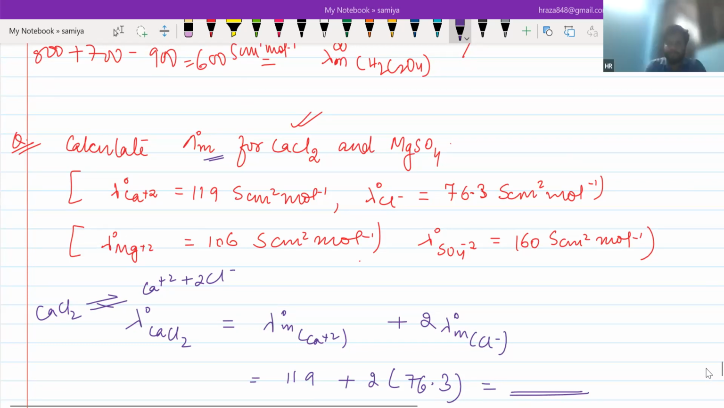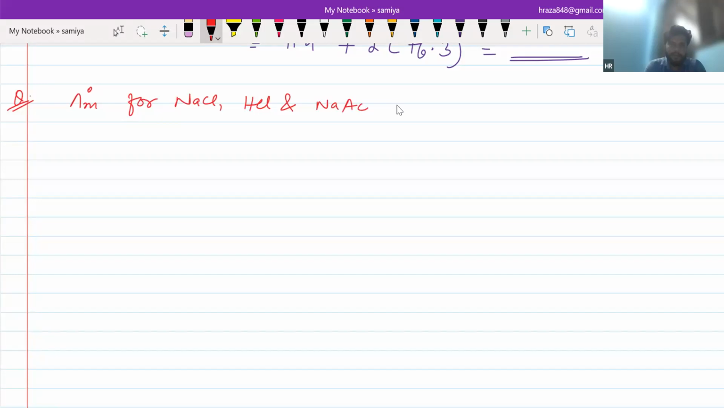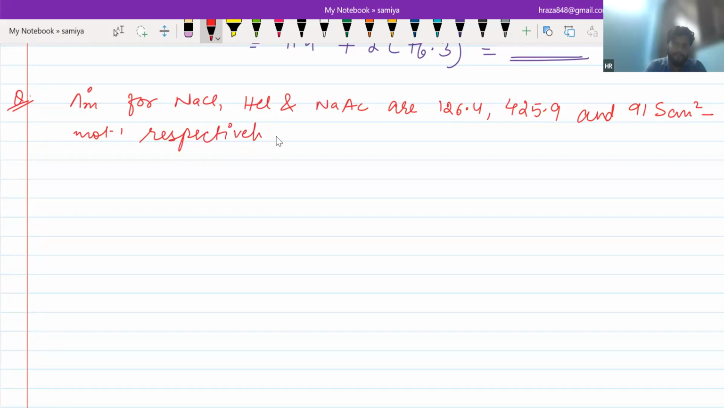I'm going to give you another question. So the question is basically lambda naught m for NaCl, HCl, and NaAc are 126.4, 425.9, and 91 Siemens centimeter square per mole, respectively. Calculate lambda naught for HAc. Please do this.